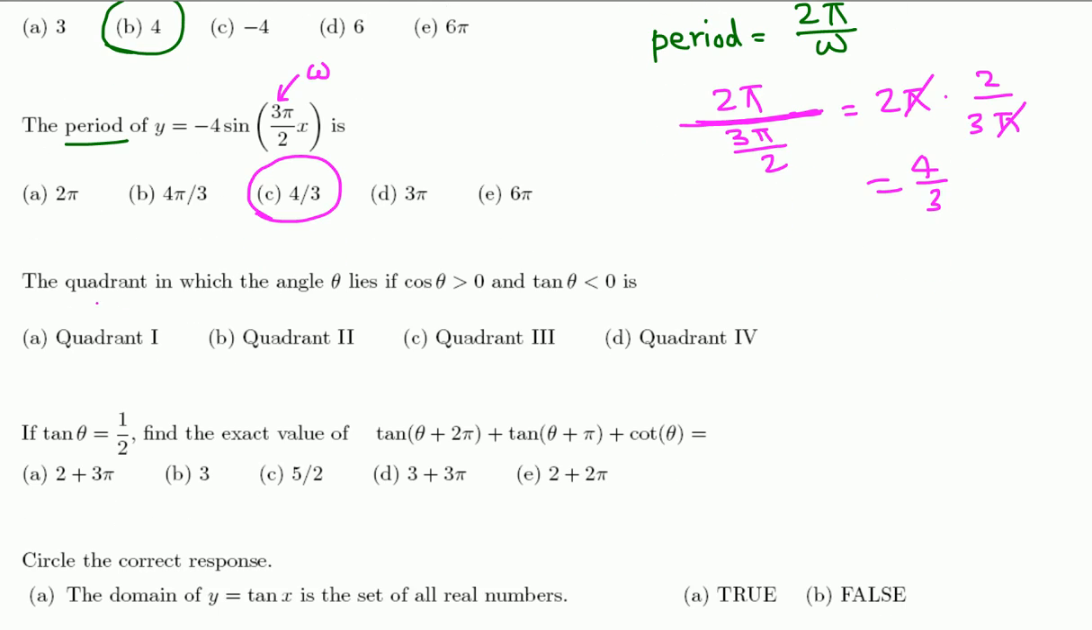Okay. In the third question, we need to find the quadrant in which the angle lies, where cosine is positive but tangent is negative. So, All Students Take Calculus. Cosine is positive, that means all positive here and here, so either first or fourth. Now we want tangent negative, so here all are positive, so we want tangent negative, that means this is the case. Okay, here cosine is positive and tangent is negative, so quadrant 4.